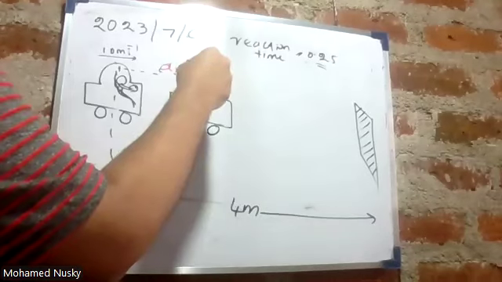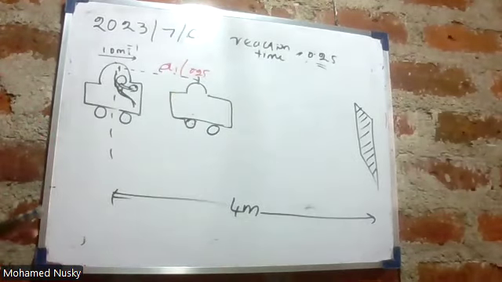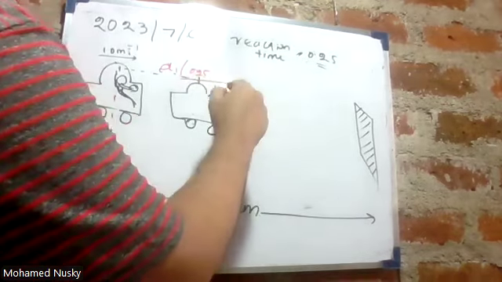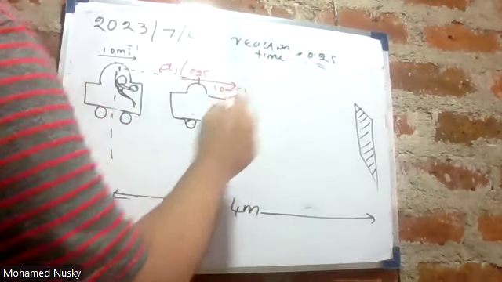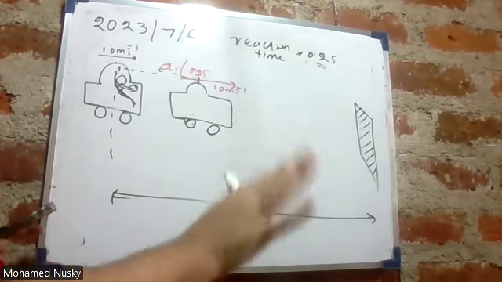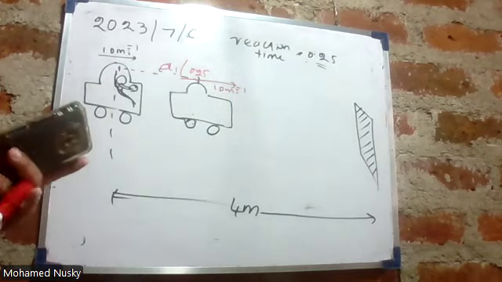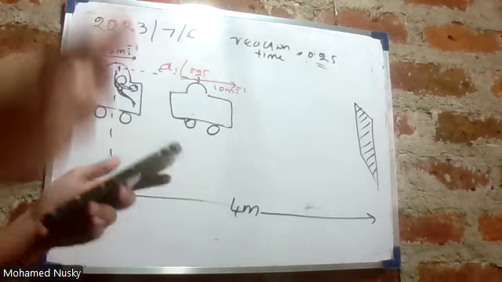And it took a time of 0.2 seconds. Okay, so here also it will be moving with 10 meters per second. Still it's in motion, no? Still brakes are not applied. Still no deceleration. Still 10 meters per second minus 1. This is what is said. This is what is happening.